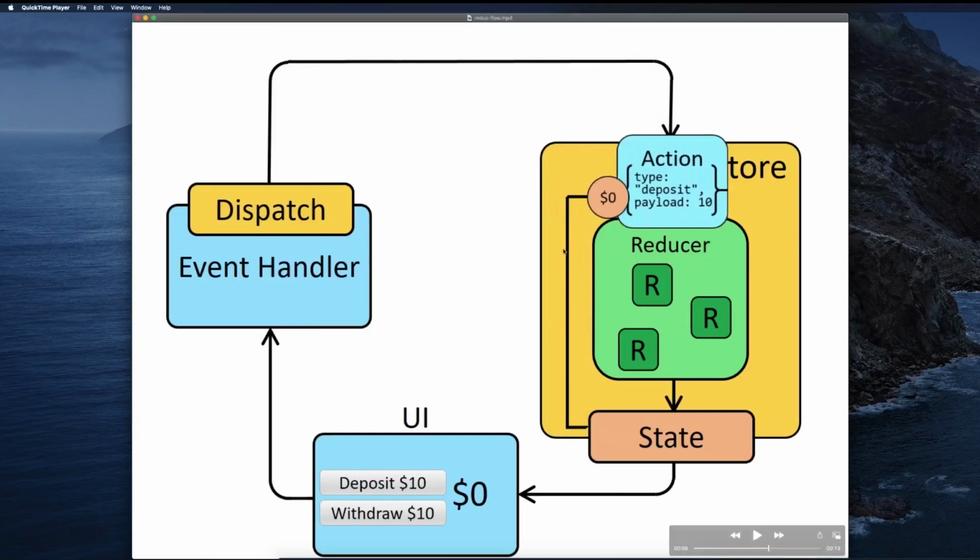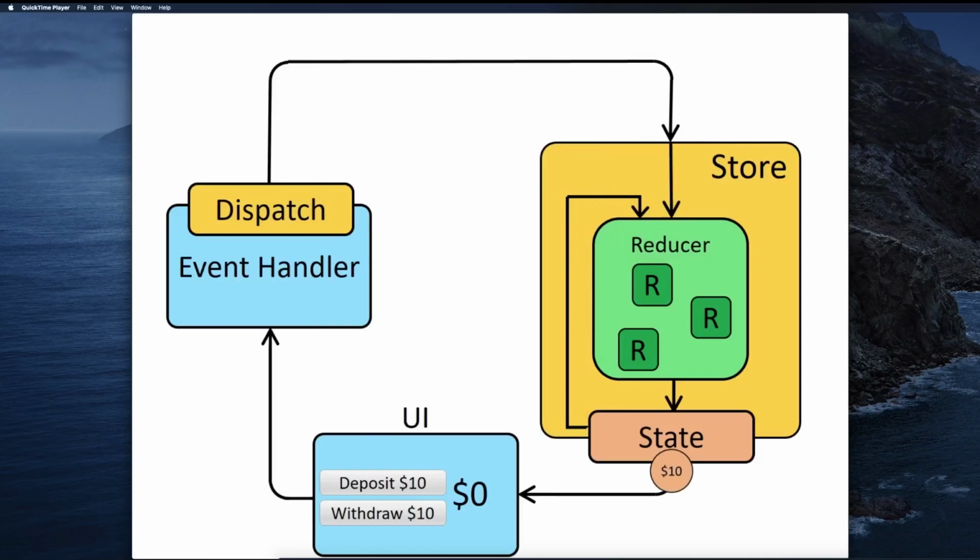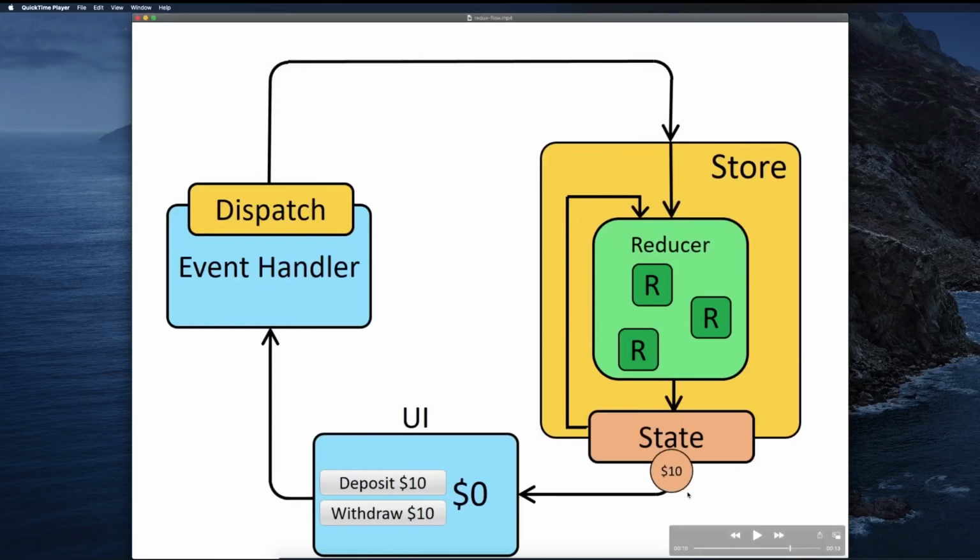So if you think of it like a conveyor belt, it takes the old state, it takes the action, it does some work in here, and it spits out the new state. The store then saves this new state, which is returned from the reducer. In this case, we get back 10, and passes the new state to the components, which causes them to re-render, displaying the new data.